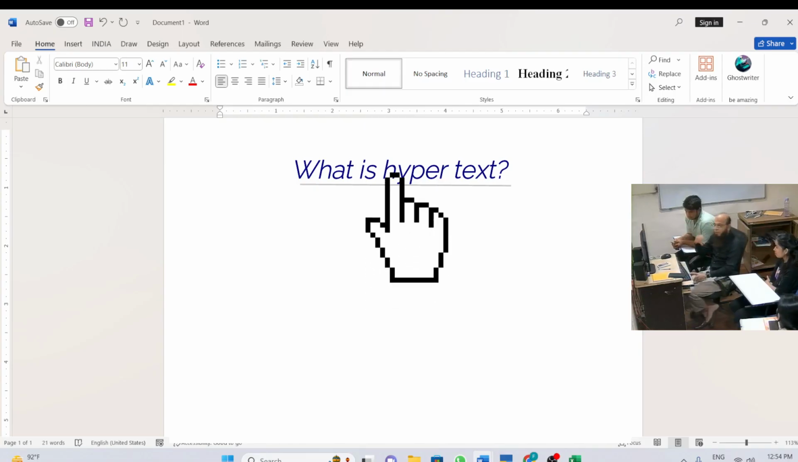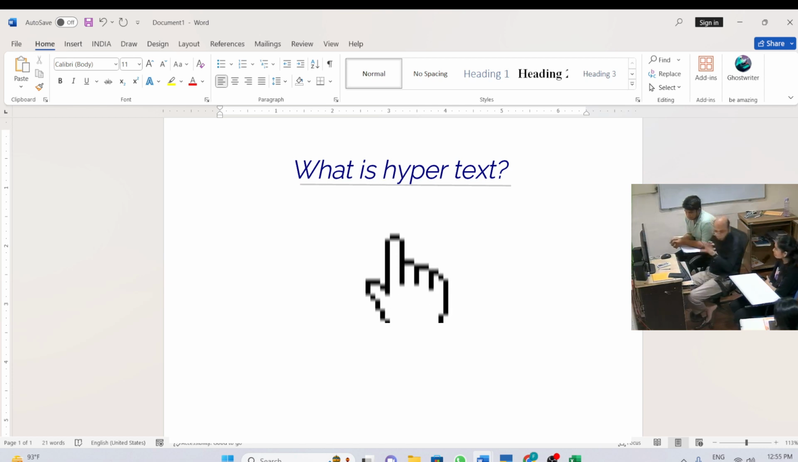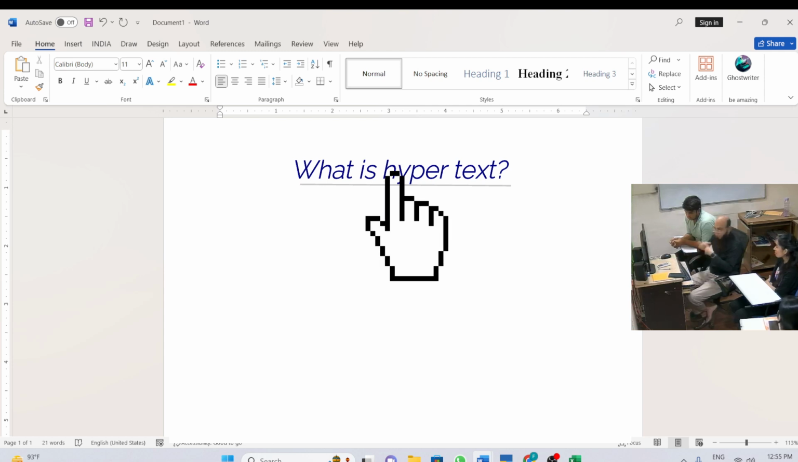What is hypertext? Now tell me, what is hypertext? Now come to the definition of hypertext. Hypertext markup language. What is hypertext markup language? Yesterday I did not tell you what hypertext language is. So before going deep into this lecture, I need to know what is hypertext. Who can tell me what is hyper?